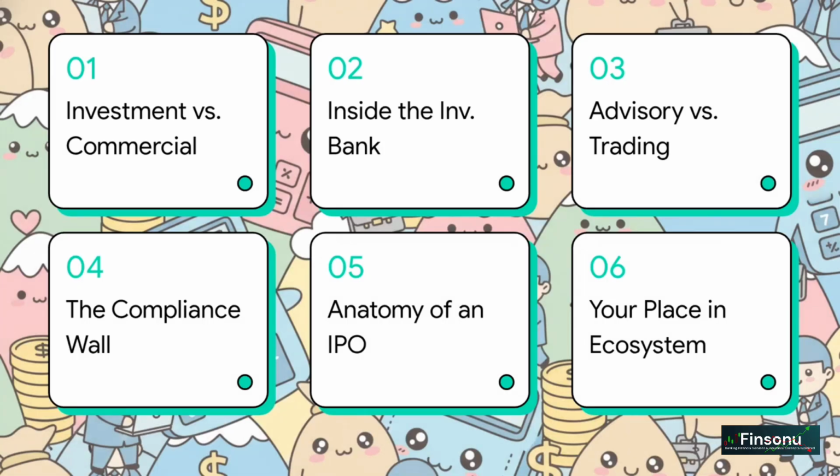Okay, so here's our game plan. First, we're going to tackle the big one, investment versus commercial banking. Then we'll peek inside the bank itself, see how it's all put together. After that, we'll look at the two main moneymakers, advisory and trading. We'll also get into the super important compliance wall, walk through a real-life IPO from start to finish, and finally, we'll talk about where you, the analyst, fit into this whole massive ecosystem.